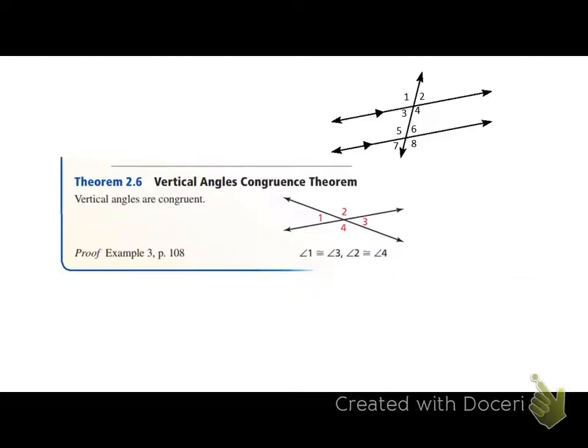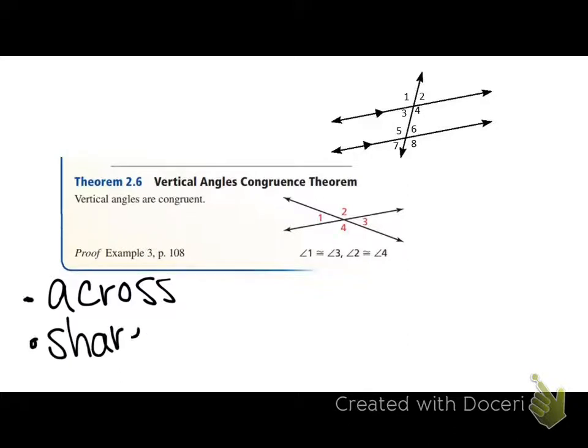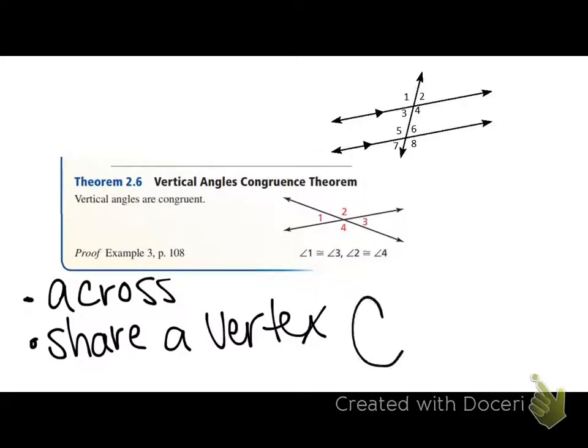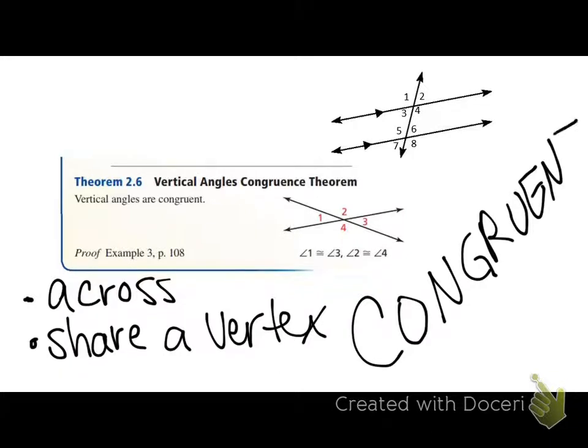Then vertical angles. What I want you to remember is that they are across from each other. They're across, they share a vertex. But the most important thing is that they are congruent. They're across from each other. They share a vertex. They are congruent.